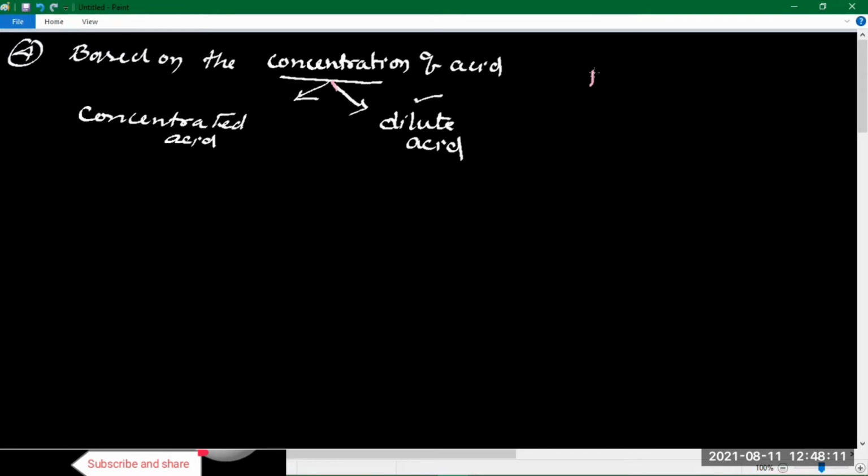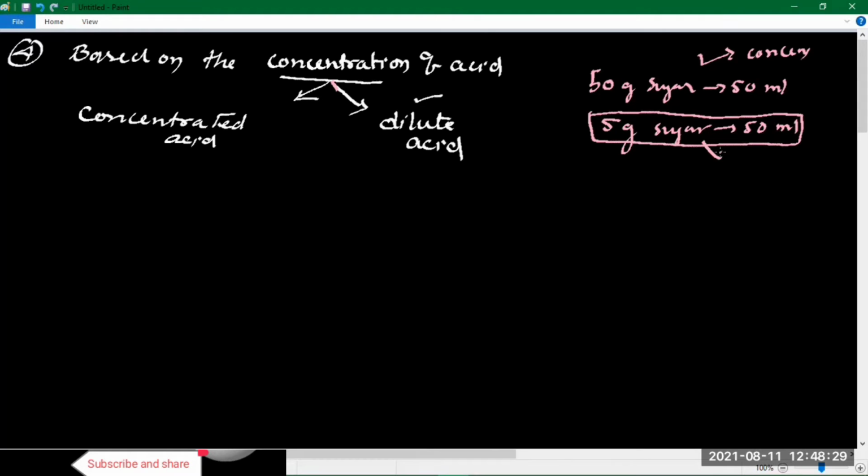So if you dissolve 50 grams of sugar in 50 ml of water, then we'll consider this concentrated sugar. 5 grams of sugar in 50 ml of water, the sweetness of the sugar solution is very less. Then we'll say that this is a diluted one. So dilution depends on the acid present in the solution and the quantity of water present in the solution. Is it clear? So I hope you understand that concentrated acids have relatively high percentage of acid.